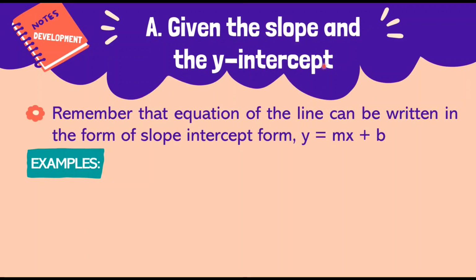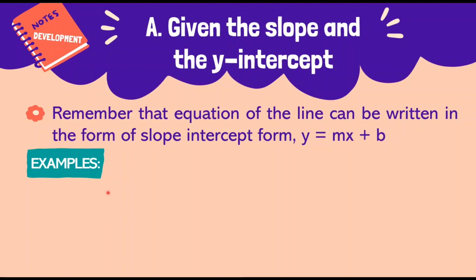So, we can find out the equation of the line given our slope m and the y-intercept which is b. So, how are we going to do that? So, remember that equation of the line can be written in the form of slope intercept form which is y is equal to mx plus b.